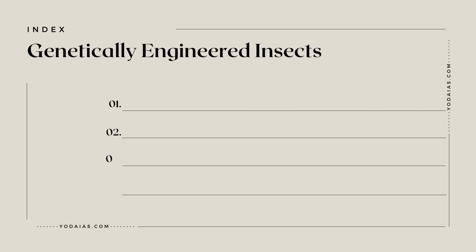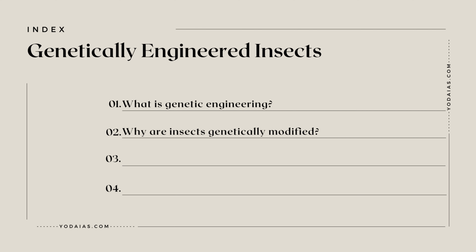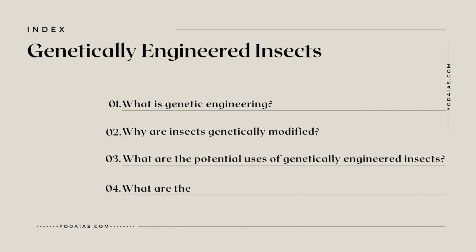We will study genetically engineered insects in 4 sections. First, we have to understand what is genetic engineering. Second, we will discuss why insects are genetically modified. Third, we will learn about the uses or application of genetically engineered insects. And finally, we will look at what are the possible issues associated with it.